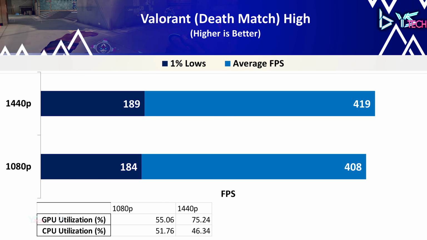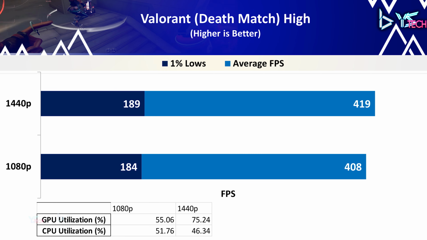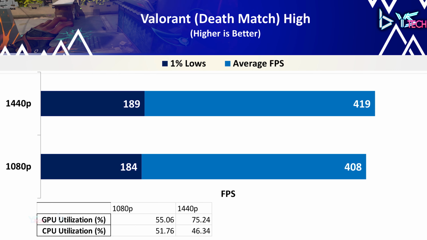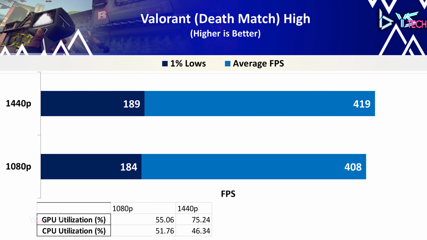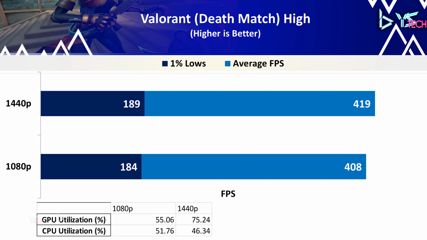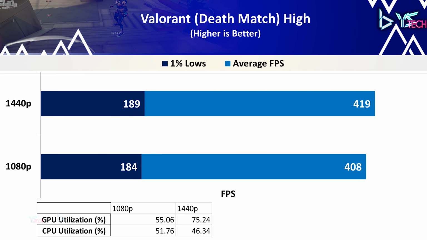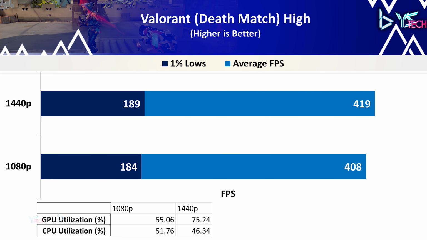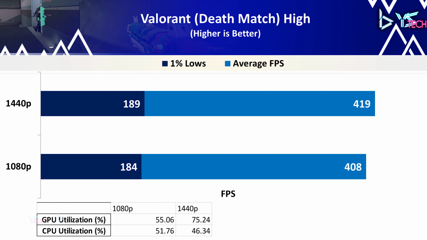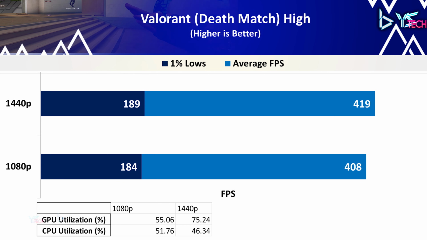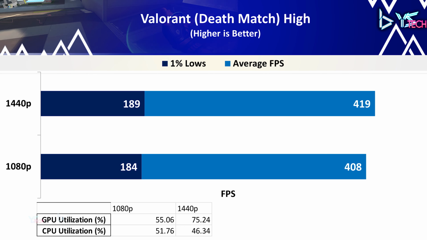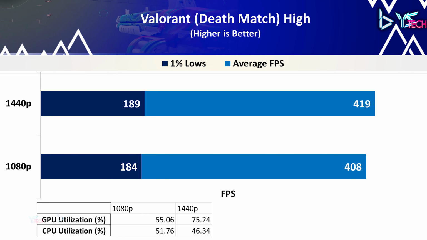We can see clearly that the 1% lows were decent at 184 on 1080p and 189 on 1440p, so we could benefit from a CPU upgrade, especially in a game like this. But I would like to note as well the big jump in GPU utilization rate from 55% to 75% from 1080p to 1440p. It's always important to remember, as you go up in resolution, you will become more GPU limited compared to CPU limited. But overall, I think in terms of esport gaming, we're pretty much good to go.